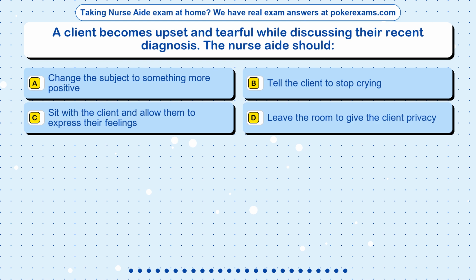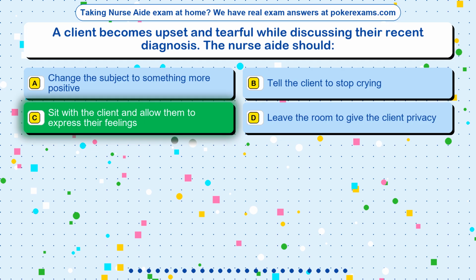Question 8. A client becomes upset and tearful while discussing their recent diagnosis. The nurse aide should: Option A. Change the subject to something more positive. Option B. Tell the client to stop crying. Option C. Sit with the client and allow them to express their feelings. Option D. Leave the room to give the client privacy.